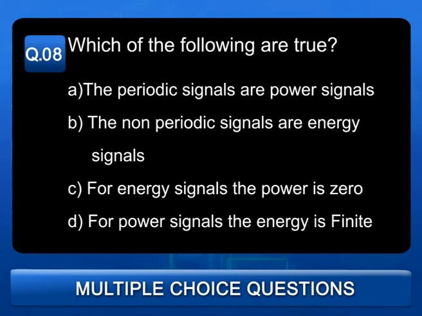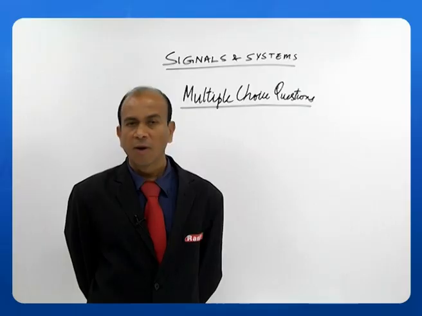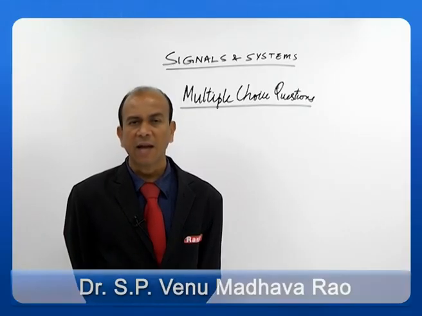Now let us look at question number 8. Which of the following are true? A, periodic signals are power signals. Is it true or false? B, the non-periodic signals are energy signals. True or false? C, for energy signals, the power is 0. True or false? D, energy is finite, that should be made. Okay, so instead of 0, add finite. A, B and C are true.